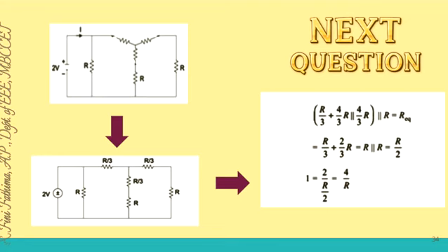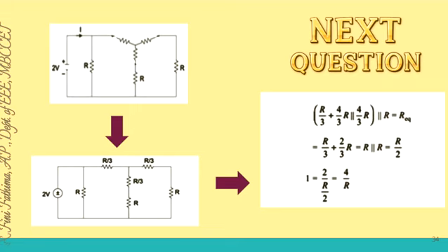So this is 4R by 3, this is 4R by 3, and they are in parallel. So naturally 4R by 3 in parallel gives 4R by 6, and then this is in series with R by 3. 4R by 6 plus R by 3 is 6R by 6, that is R itself. Then this R and R in parallel, the total resistance will be R by 2.